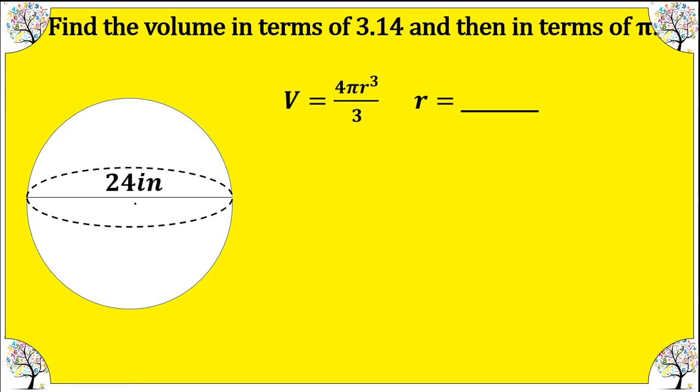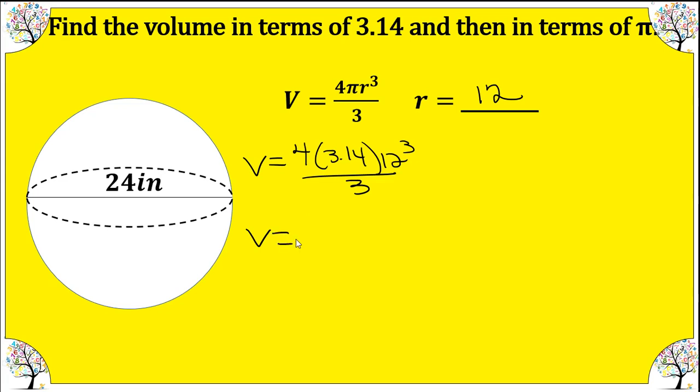Let's try one more. This time they give us the diameter, so our radius is actually 12. So in terms of 3.14, we will get a volume of, so 4 times 3.14 times 12 cubed divided by 3 is 7,234.56 inches cubed.